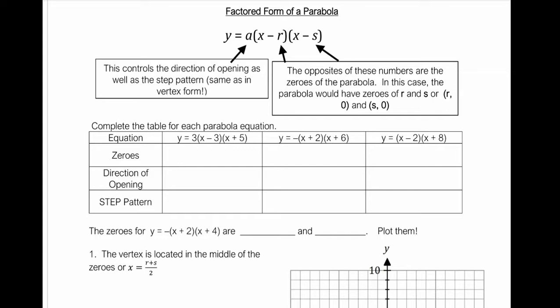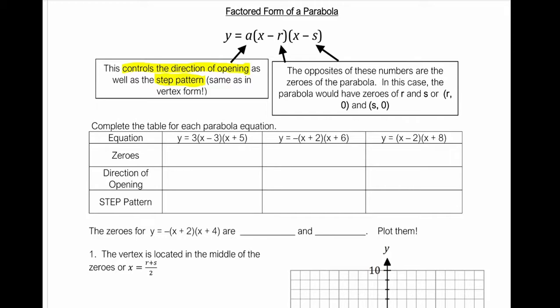The a value again controls the direction of the opening as well as the step pattern. So this is the exact same as what we saw in the vertex form. That a value, that first number, that multiplier, controls the direction of the opening. Again, positive opens up, negative opens down, and it tells us the step pattern, or that 1a, 3a, 5a pattern.